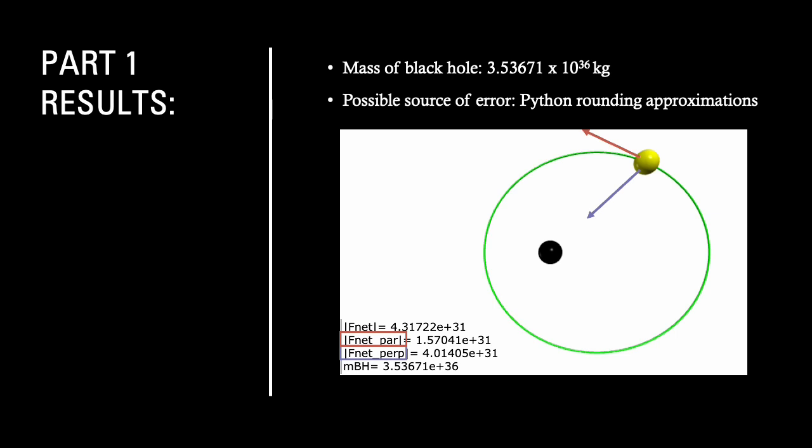Here are the results from Part 1. The mass of the black hole was 3.53 times 10 to the 36 kilograms, and the possible sources of error come from Python rounding approximations. Shown here is the star's orbit and net force. The parallel component, shown by the red arrow, is tangential to the orbit, and the perpendicular component is perpendicular to the parallel component and always pointing towards the black hole.